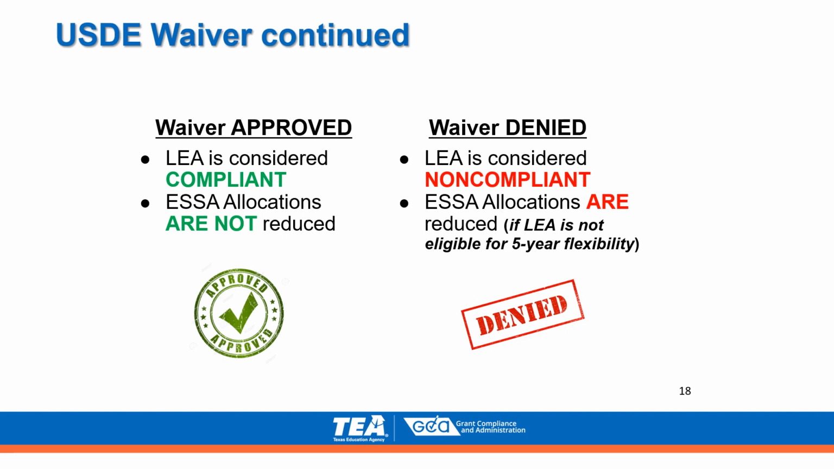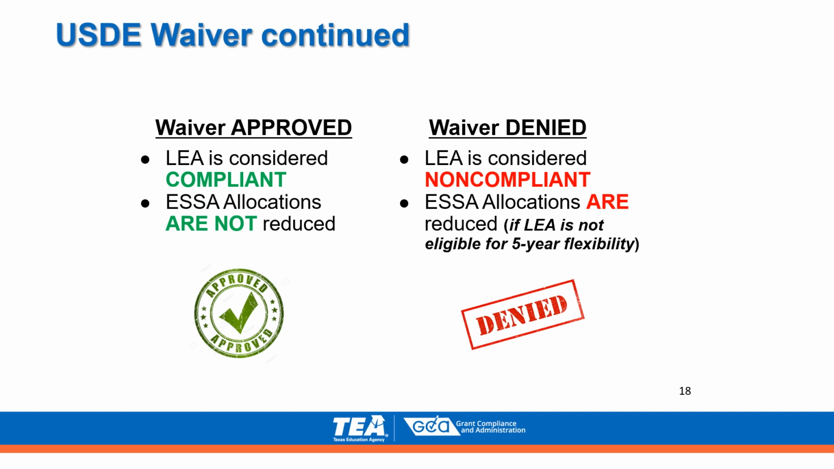If USDE grants the LEA's request for a waiver, USDE will notify TEA, and TEA staff will notify the LEA. The LEA may then receive its full allocation for Title I Part A and other covered ESSA programs for the applicable fiscal year. If an LEA receives an approved USDE waiver of the MOE requirement for a given fiscal year, the LEA has effectively maintained effort for that fiscal year.